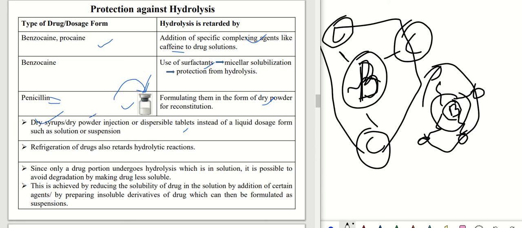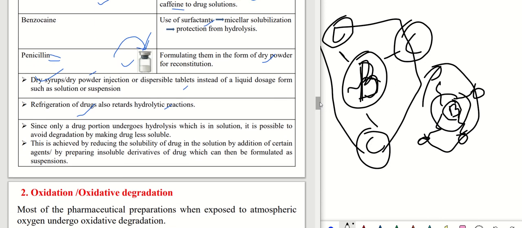And also refrigeration of the drugs. There are a few drugs that are to be refrigerated to retard hydrolytic reactions. As we all know, temperature will catalyze most of the reactions to happen. So if we refrigerate, or store the drugs at lower temperatures, we are retarding this reaction from occurring. So that is how we can protect the drug from being hydrolyzed.